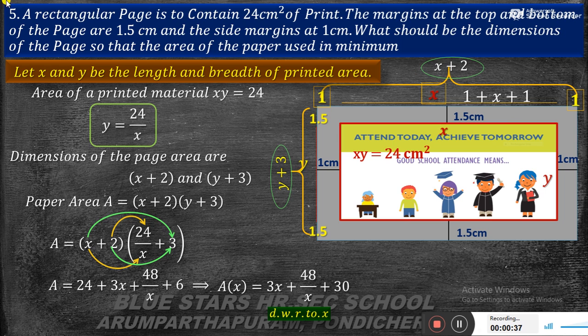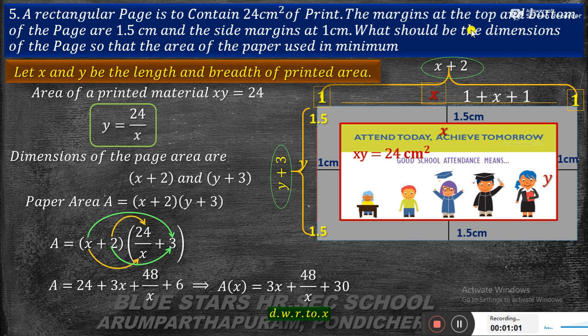Then next, the margin at the top and the bottom of the page are 1.5 centimeter, so I consider this as 1.5 centimeter, and the side margin at 1 centimeter, this is a side margin 1 centimeter. What should be the dimension of the page? Dimension means the length and the breadth, that means x and y values they ask about.